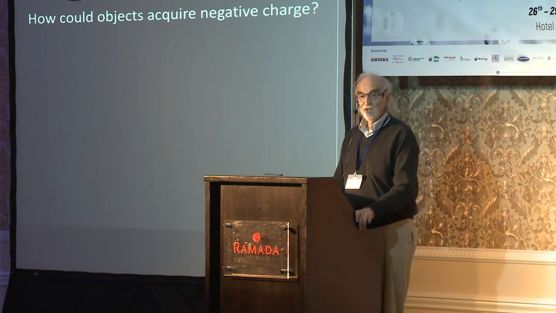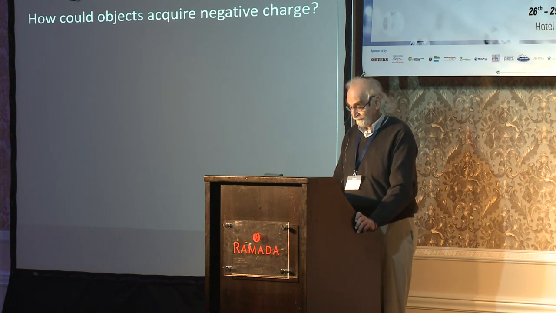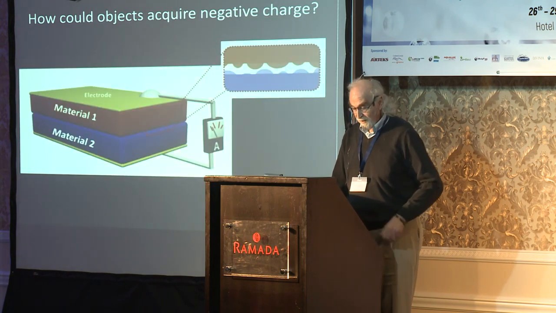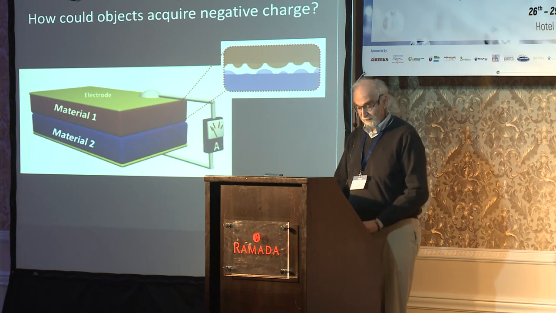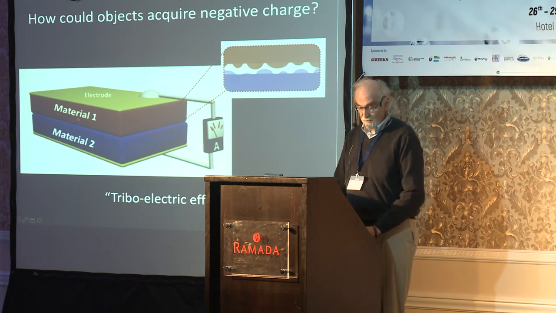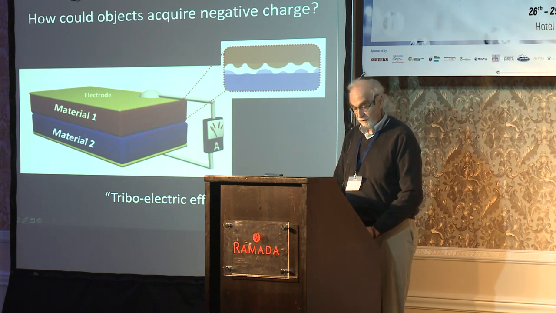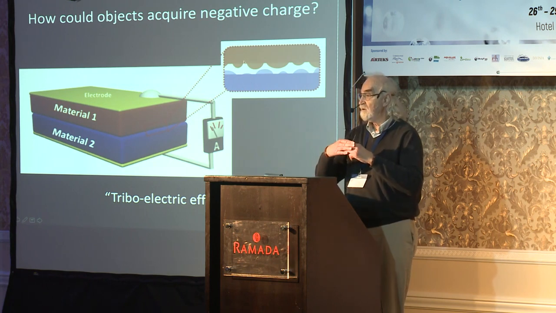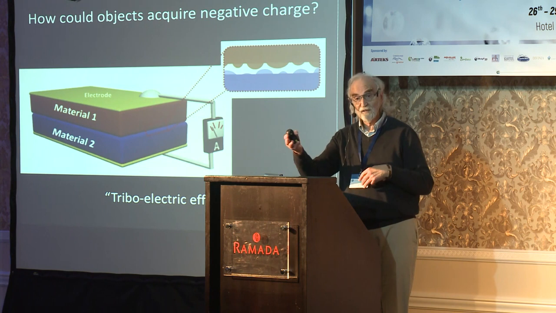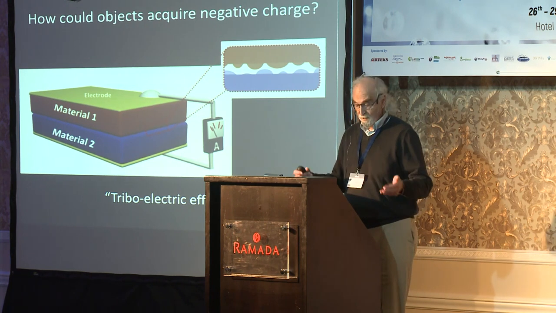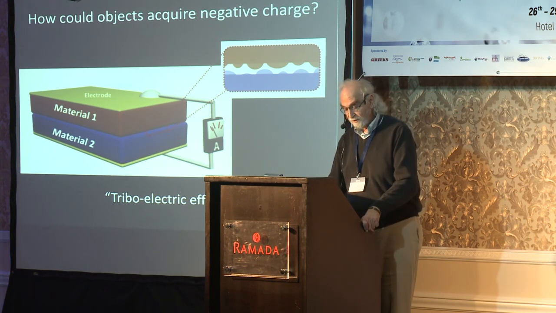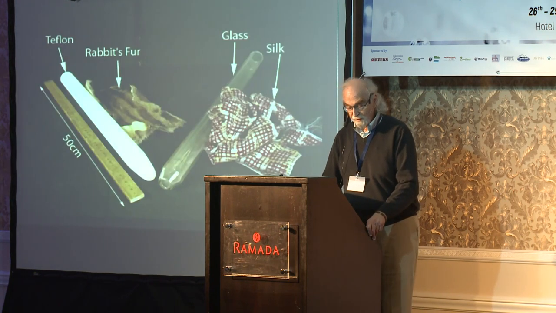How could any object acquire negative charge? Well, I found out fairly recently myself about the so-called triboelectric effect. If you have material one sliding past material two, because the surfaces are rough, they rub on one another, inevitably one becomes positive, one becomes negative. And there are lots of physicists who are studying this.